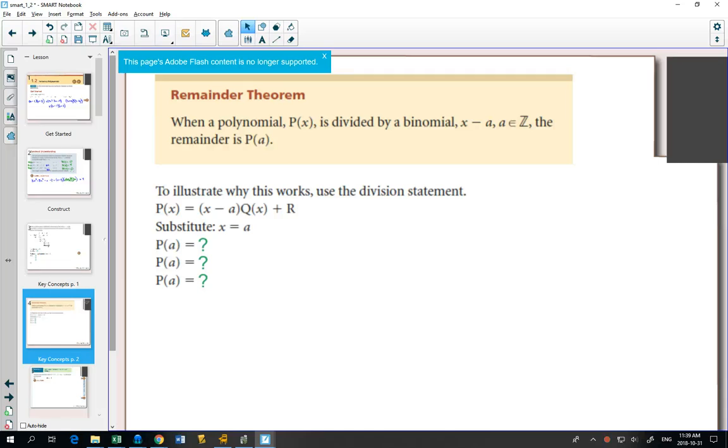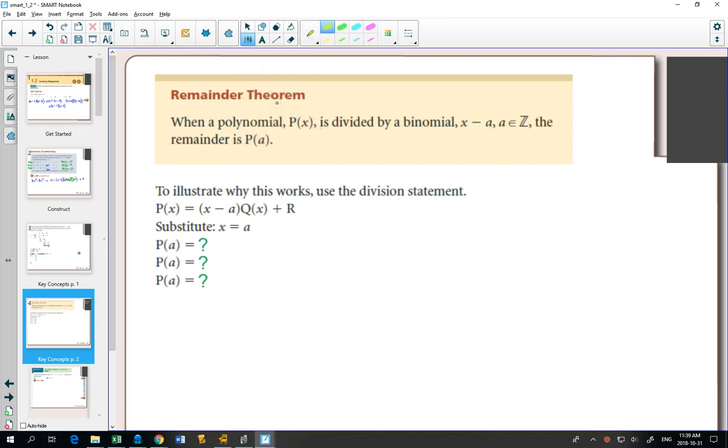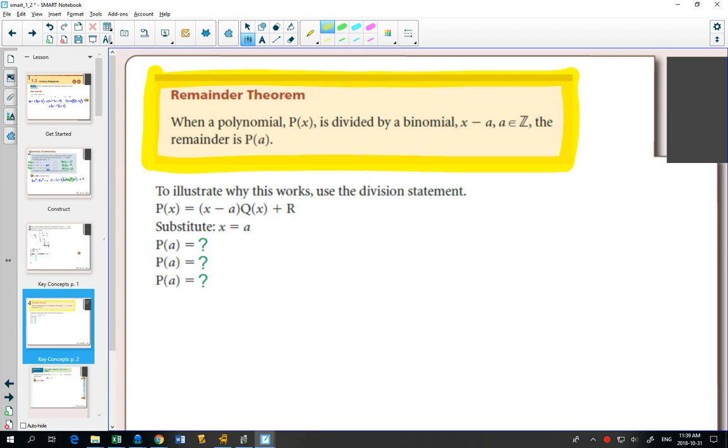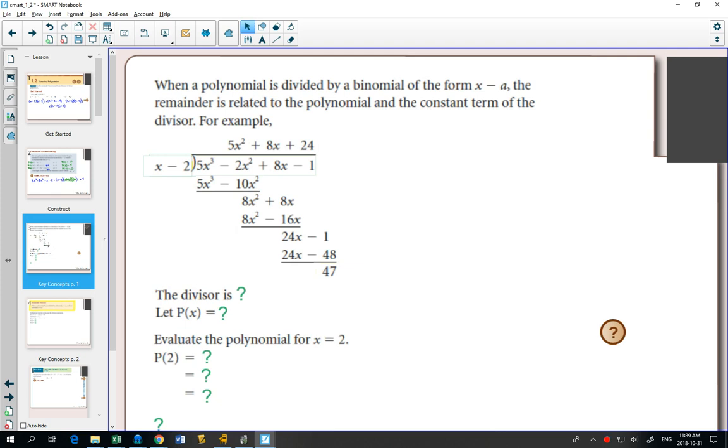All right. So if you want to highlight this box, that's the remainder theorem. So when a polynomial is divided by a binomial x minus a, then the remainder is p of a. And, well, they've got an example right above. I'll pull up that example. So they put this example here, okay?